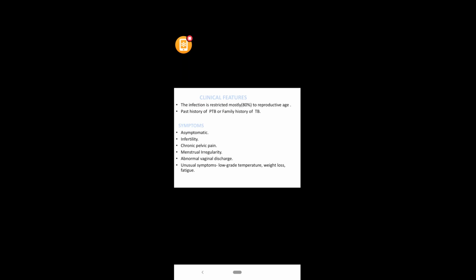Symptoms: most of the patients will be asymptomatic, and some may present with infertility. This can be either primary infertility or secondary infertility. Chronic pelvic pain, menstrual irregularities, and abnormal vaginal discharge will be seen. In cases where any pyosalpinx or hematosalpinx is there, they will present with this. And unusual symptoms will be low grade temperature, weight loss, and fatigue.